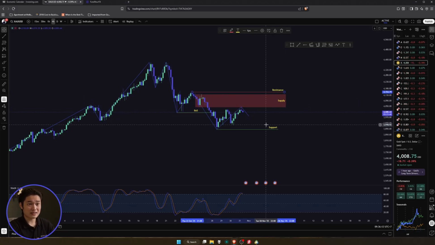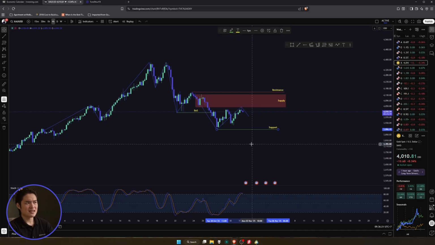Resistance for the gold right now came at $4,154, and the support came at $3,886. So the best case scenario for the gold right now, if you are a trader and want to trade on the gold market, is to wait for a value rejection, to wait in the lower time frame if there is a sign of rejection or a sign of trend reversal, so you can start to enter the short position.